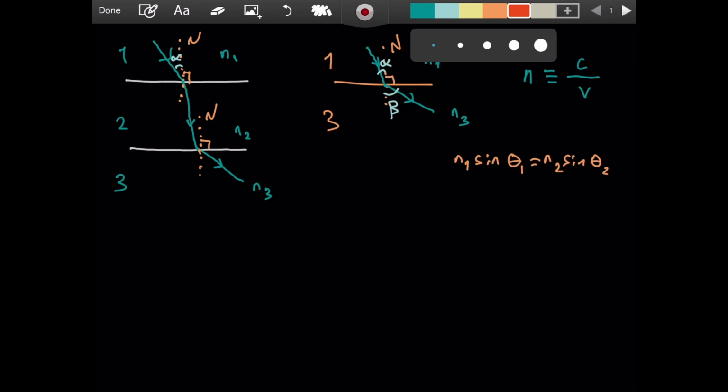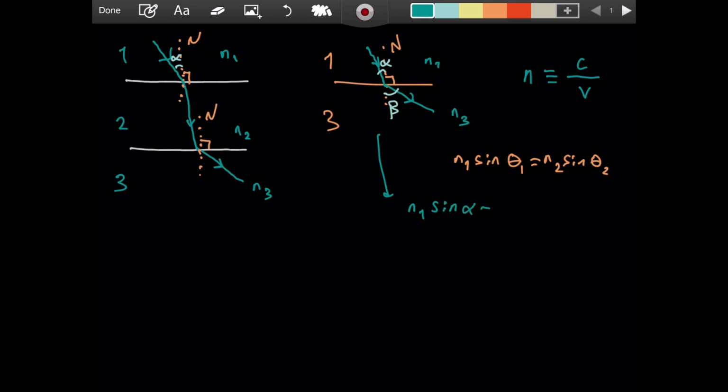Now, you might be asking, how does this help us? This helps us because, look at this. In this two medium case, we will have N1 times sine of alpha equals N3 times sine of beta. I just applied Snell's formula. So we have this relation.